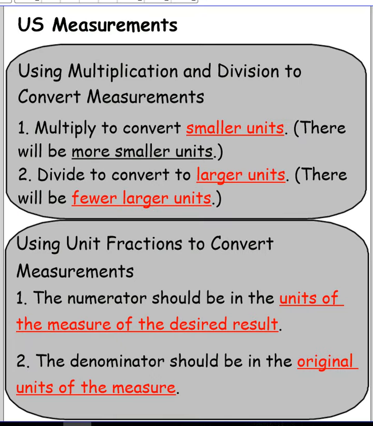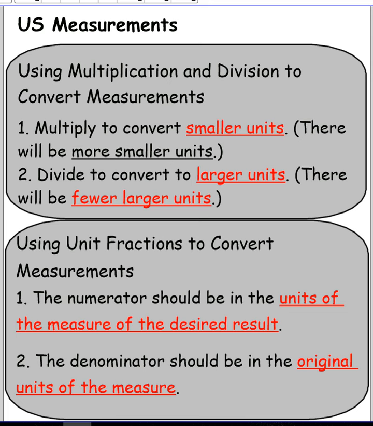With 5.1, we're starting off with looking at the U.S. measurements, and a lot of these might be familiar to you because you use them often, but some of them might be less familiar, such as the pints, quarts, gallons that you may not use all the time.